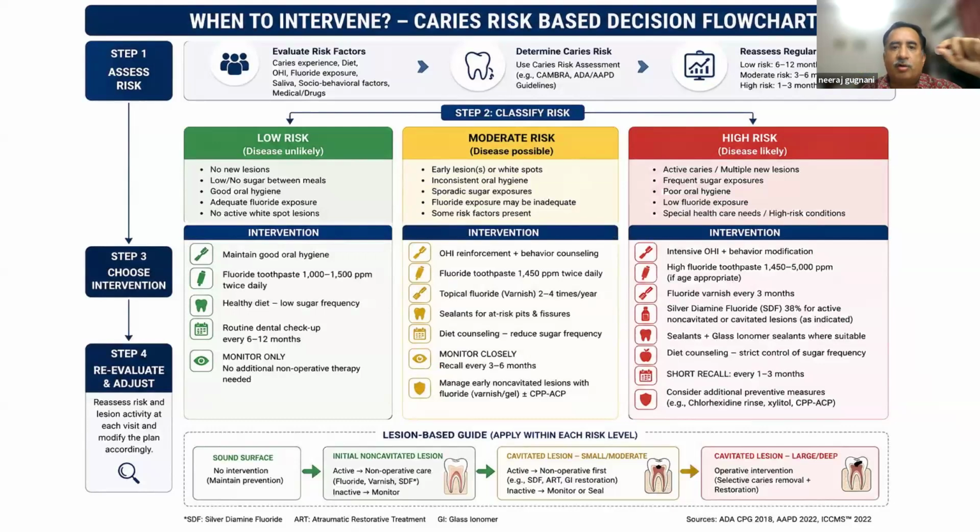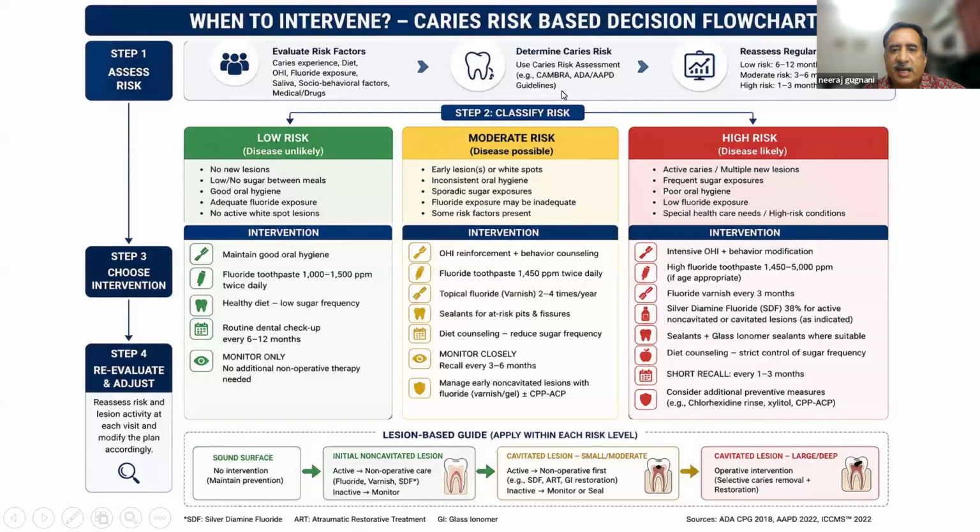The early non-cavitated carious lesions, or the white spot lesions, don't require any professional care if the risk of the patient is low. That simply means that the conventional strategies would regress or remineralize the lesions. So we don't require any aggressive strategies if the risk is low.